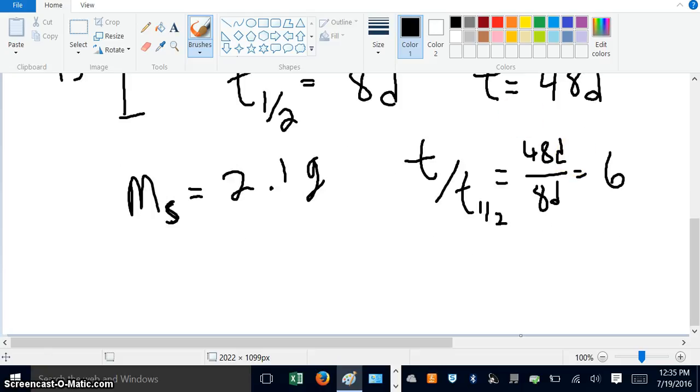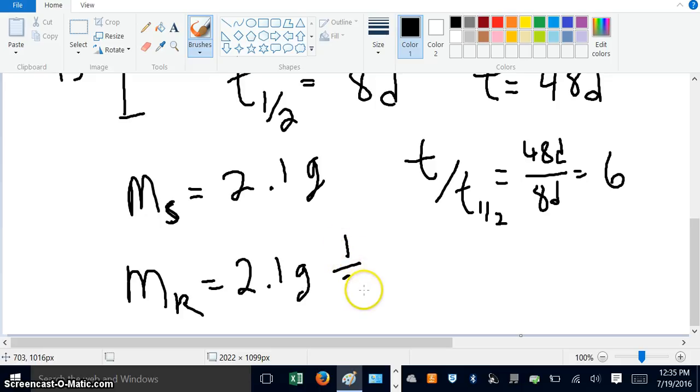All right, so how much remains? The amount remaining is going to equal what you started with, so it's 2.1 grams. Again, the amount remaining will be in the same units, and so it's 1/2, and it's raised to the T over T 1/2, which we've already calculated. It's right here. So that's raised to the 6th power. So this is going to be some fraction times the initial amount.